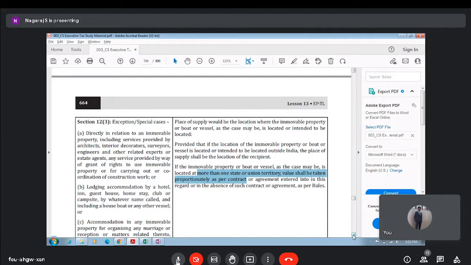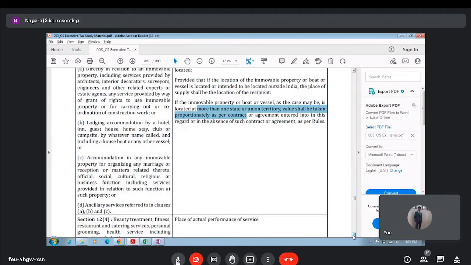Renting of rooms, to whom? To the general public. The hotel people will rent the room to the public at some per day rate. That is also a kind of service. It is in relation to immovable property, right? Renting. Those things are also covered here. The same logic, whatever we have discussed, the same one. That is 12.3.